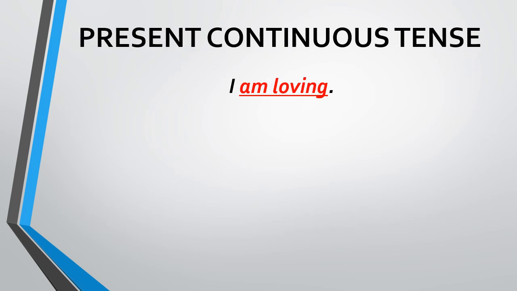The second subtense under present tense is the present continuous tense. Check the spelling of continuous. The best way to identify a sentence in present continuous tense is by looking at the word having ing. It means the action is continuing. And the sentence is I am loving. Am loving is the verb here.